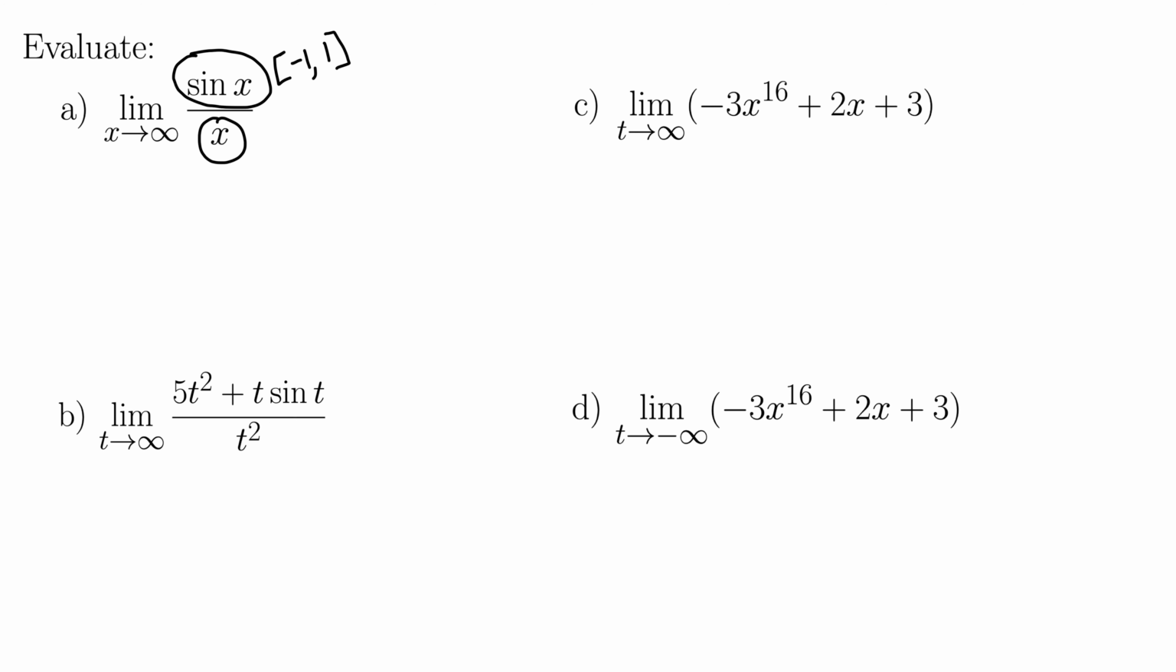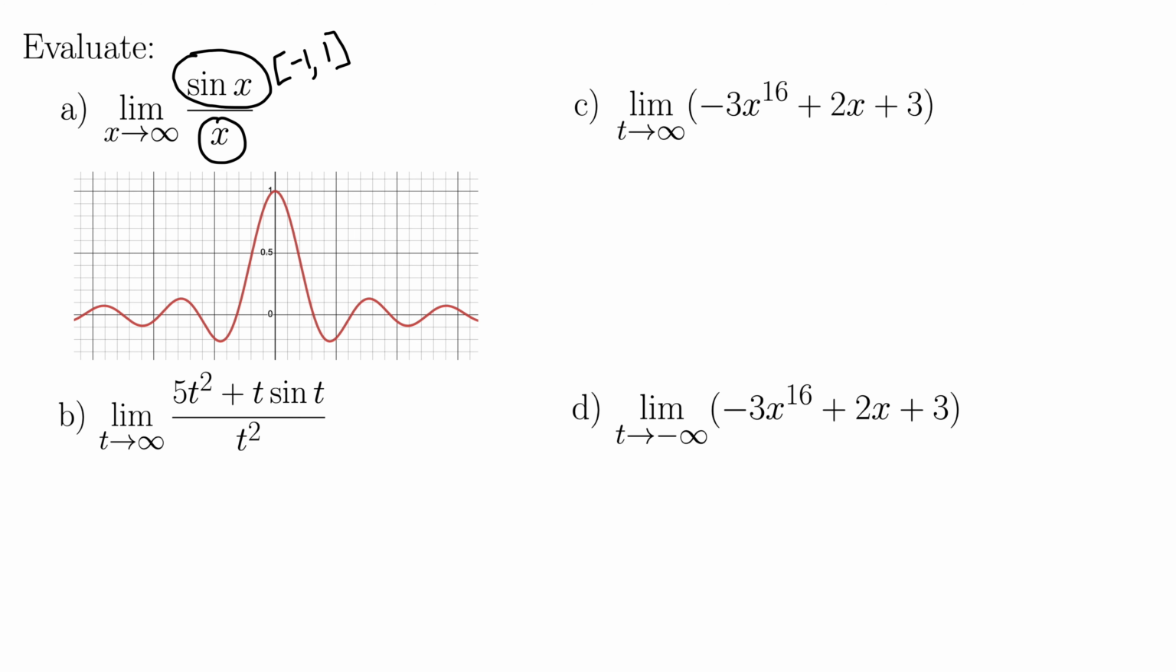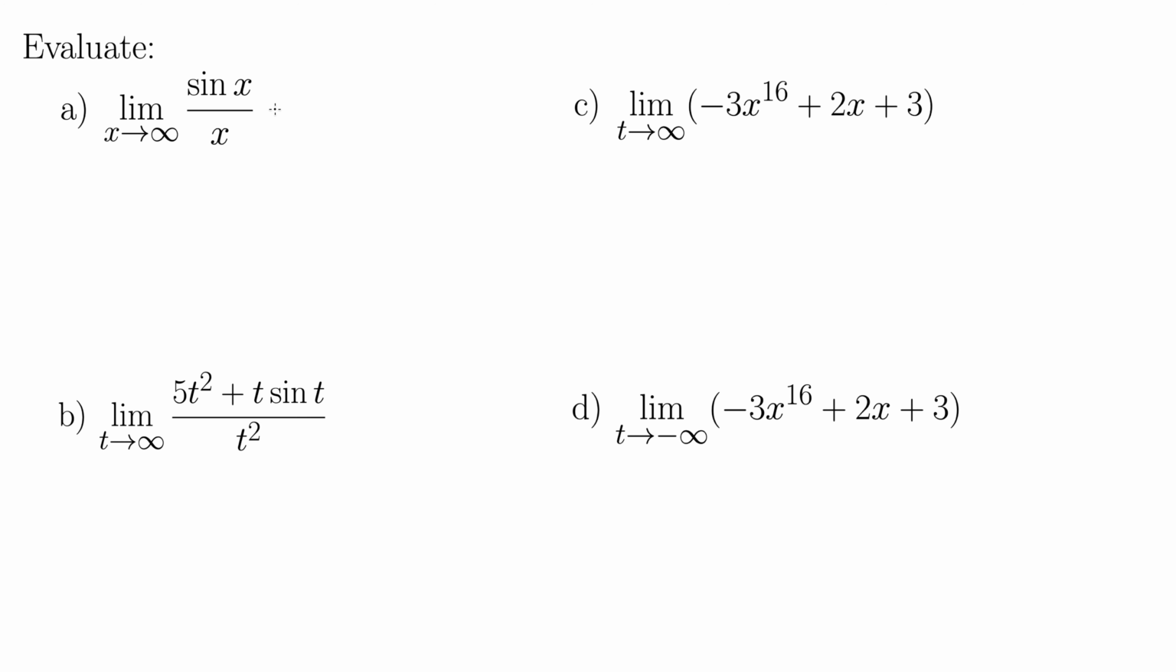And indeed, if we look at a graph of sine x over x, you can see that the function itself is getting pulled down closer and closer to 0 as we go further and further out towards infinity and negative infinity. So qualitatively, we can say that this thing equals 0, but we need to do a little bit more mathematically to show that.